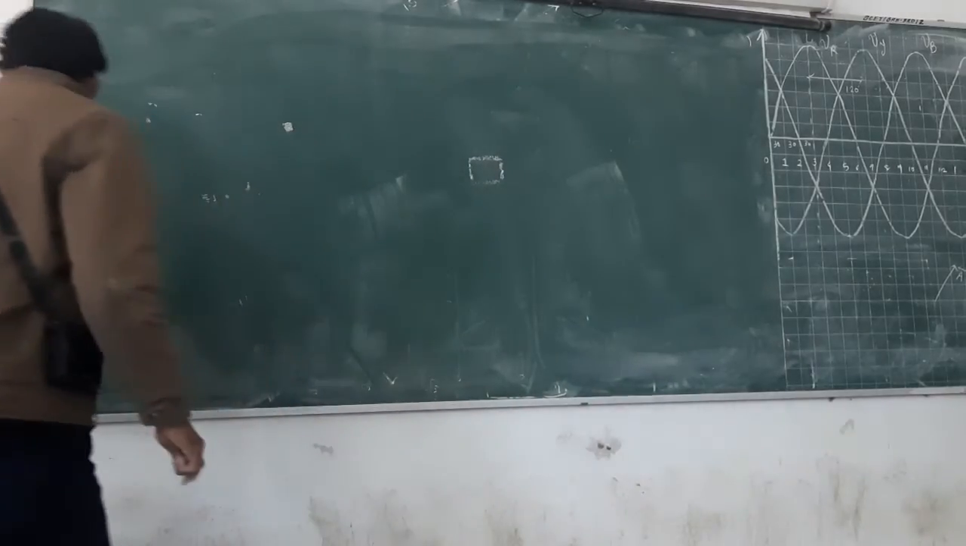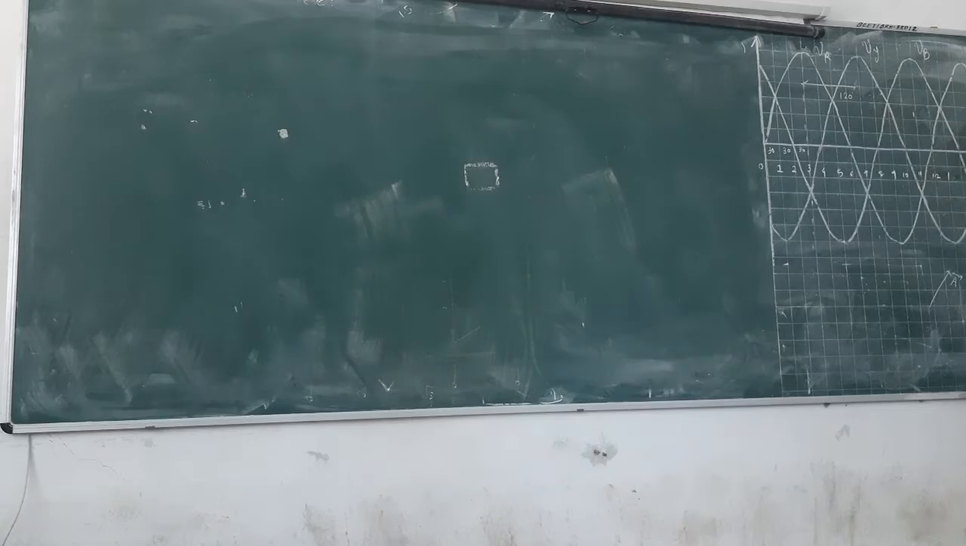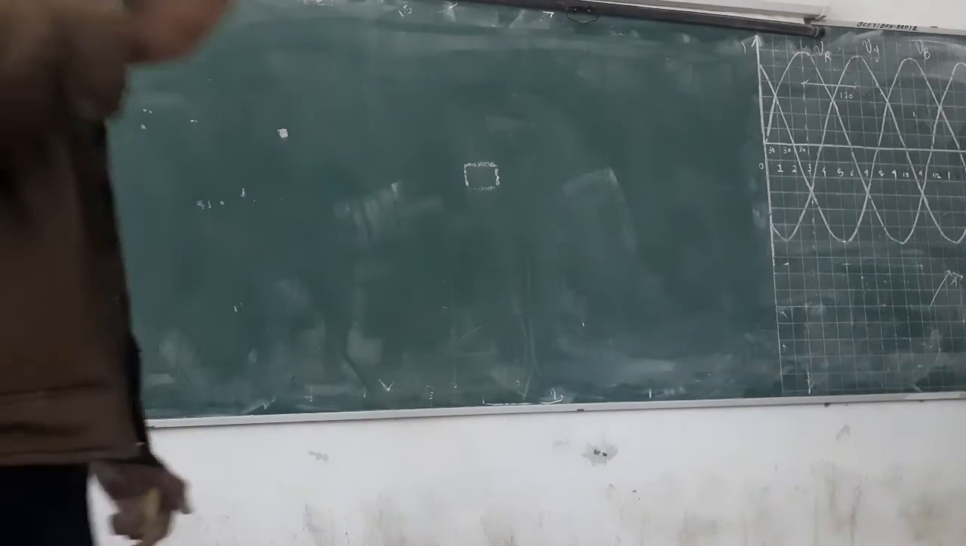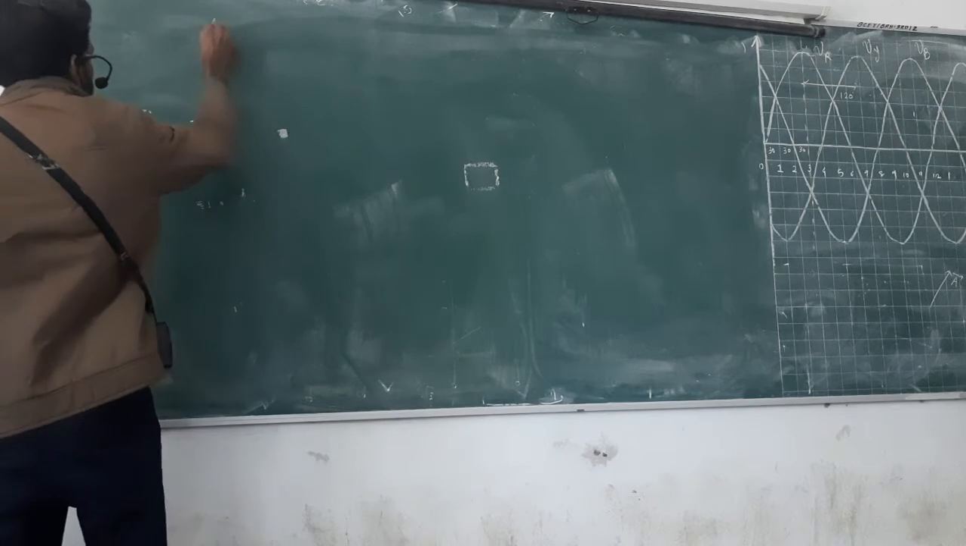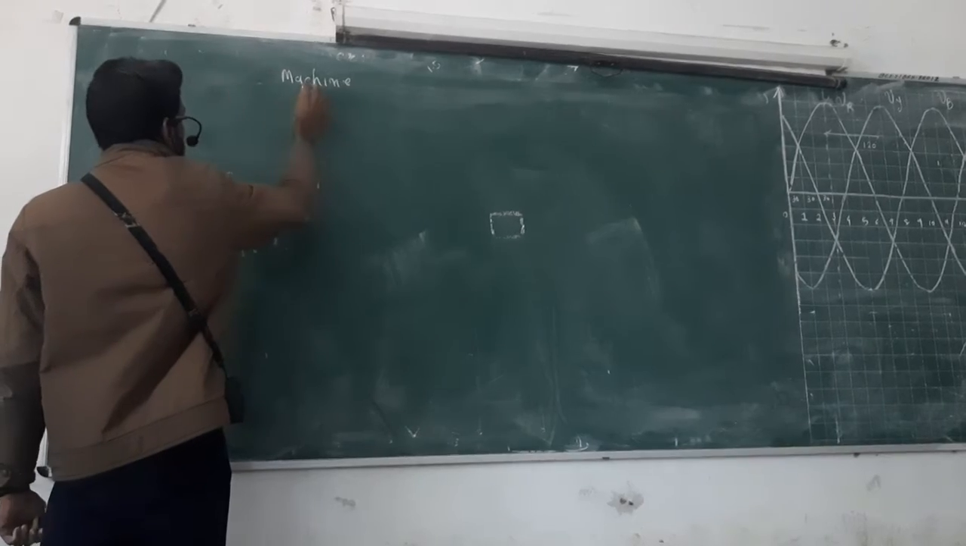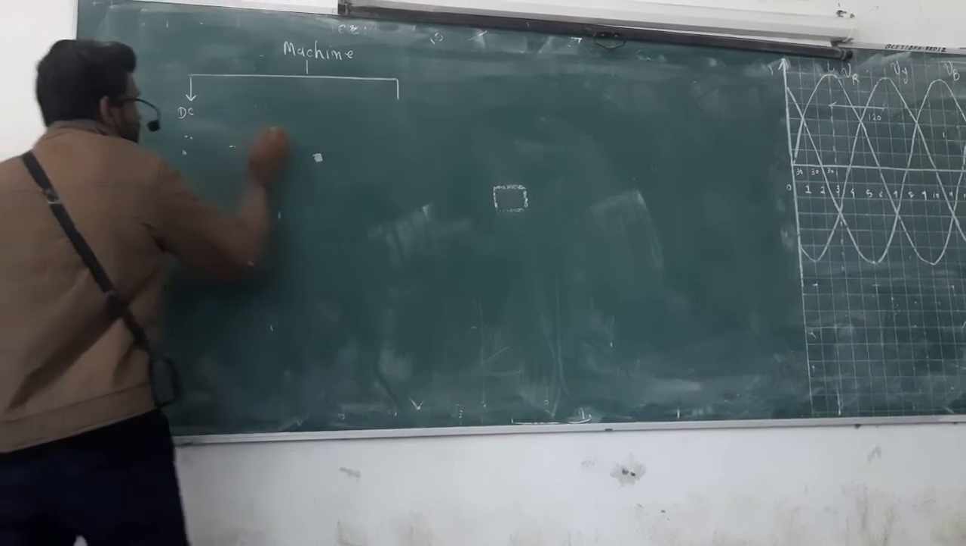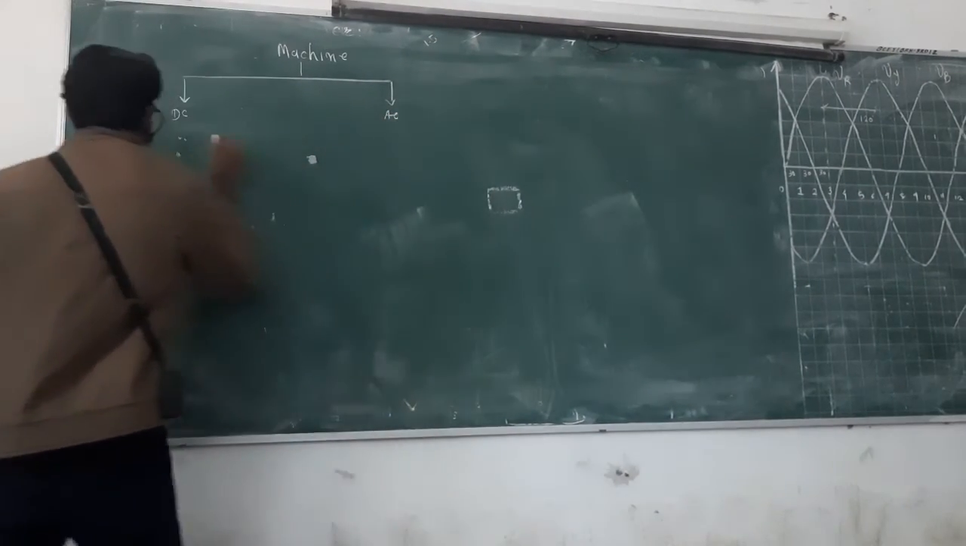Well, transformer, generator, and motor. If you go into the motor and generator, then there will be AC motor and DC motor. It will be single phase, it will be three phase. If you go into the generator, it will be single phase, three phase, AC, DC. Okay. So the types of machine are according to DC and according to AC.